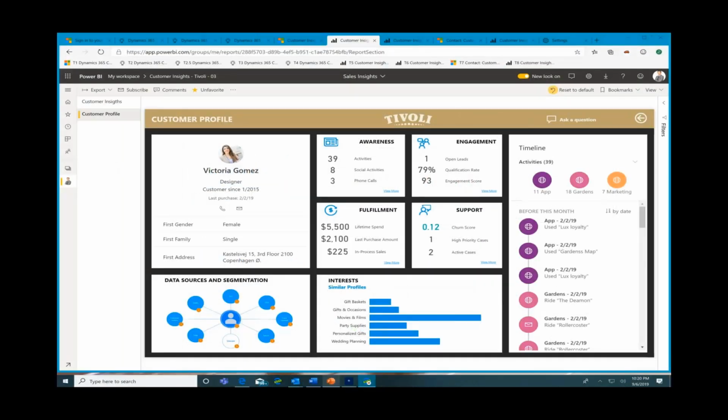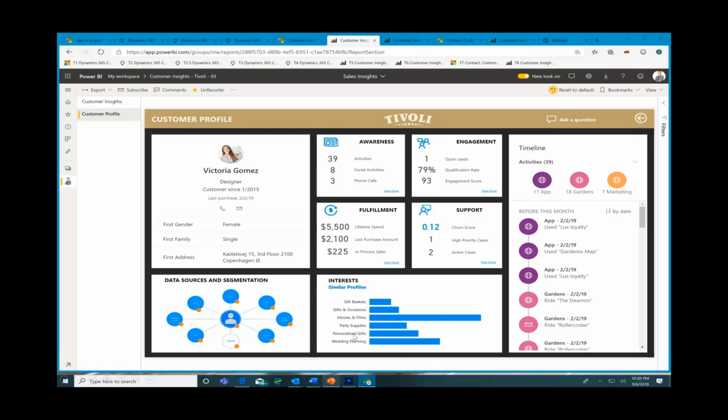Here's an example of a customer from Tivoli Gardens. She's Victoria. You can see that she has only a 12% churn score. That means she's pretty good. She's going to stay. She's been spending $5,000 with us in lifetime spend. The last purchase amount was $2,000. These are some of the interests that she's had based on loyalty, social media, whatever those systems were.